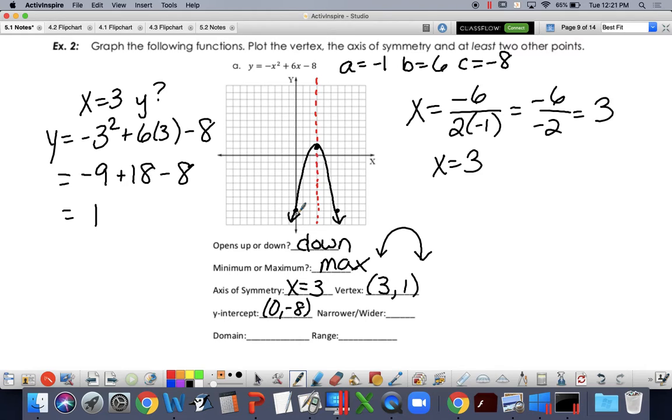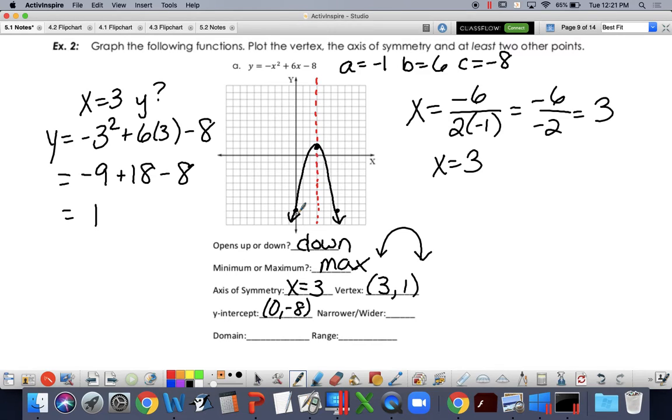Yep. How did we find the y-intercept? It's just the c value. And another way to think of it: y-intercept, what's my x value for a y-intercept? 0. So I just plug in 0 into this formula, and I'm always going to get out the c value because there's no x attached to it. Okay?